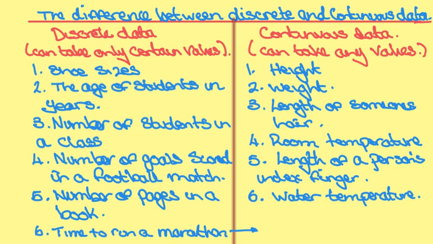Examples of continuous data. They can take any value and it is usually measured. Height, weight, length of someone's hair, room temperature, length of a person's index finger, water temperature.